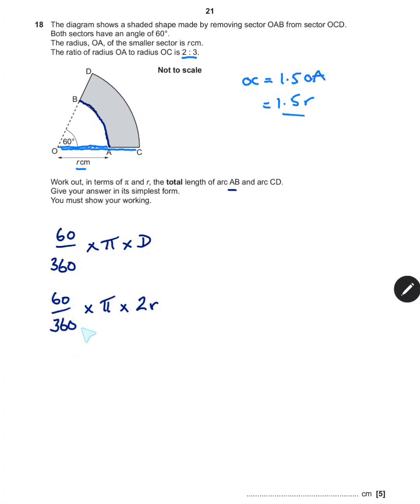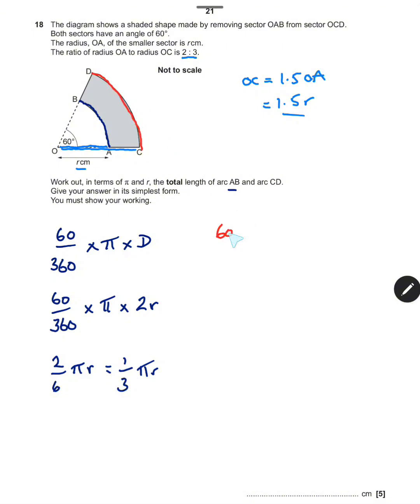60 out of 360 is actually a sixth. Multiplying by 2 gives me 2 sixths. And we've still got pi and we've still got r. And that actually simplifies further to 1/3 pi r. So that is the arc length of AB. We'll do the same thing for CD.